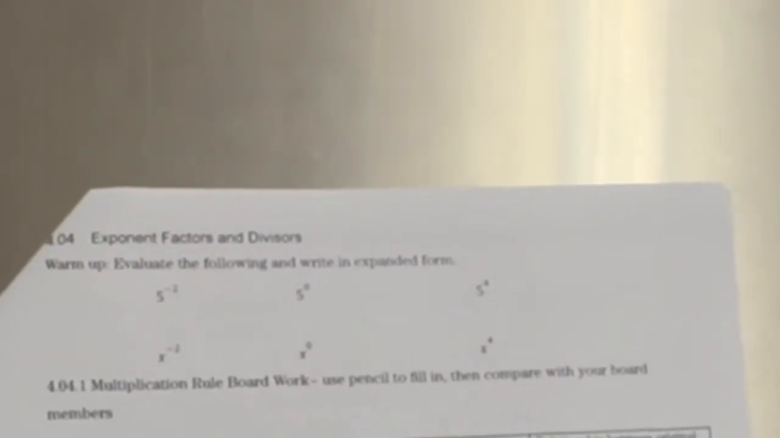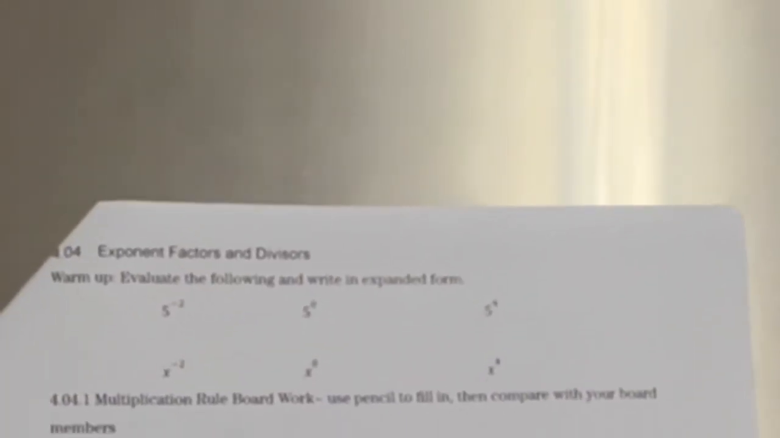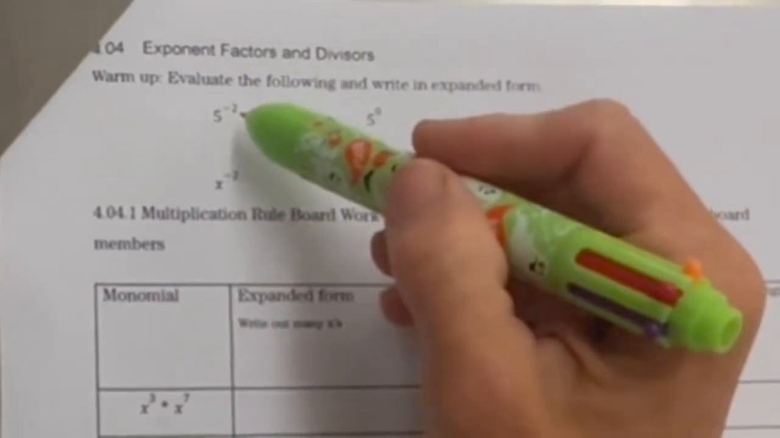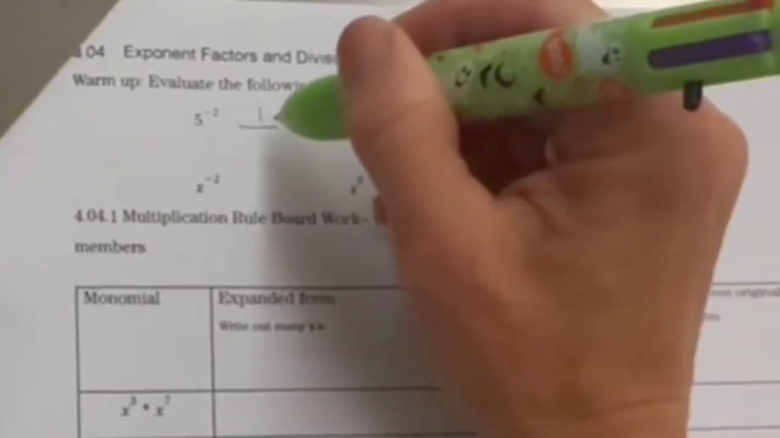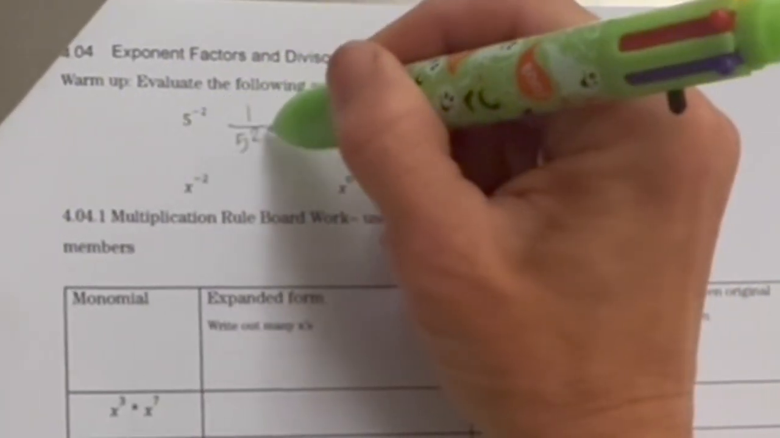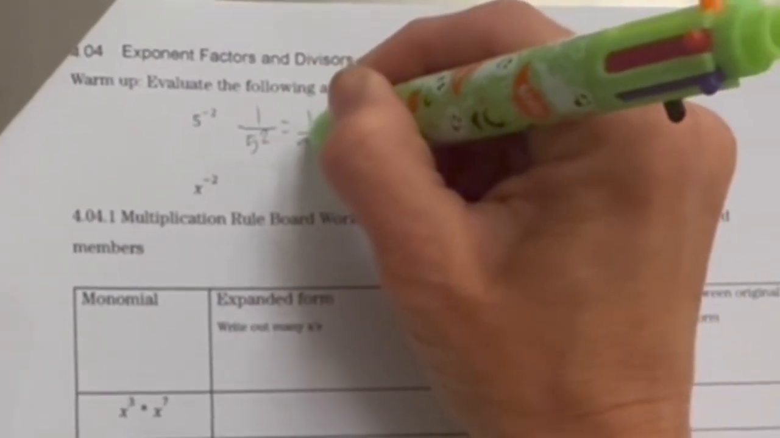All right, so we're looking at our notes, and we're gonna look at this warm up here, and it's evaluating these negative exponents and zero exponents and exponents of 4. So what we saw last time we took notes was that when you have a negative exponent, it makes a fraction, and then it would be a 5 to the second on the bottom. So it's the same exponent 2, but now it's in the bottom. So this is equal to 1 over 25.